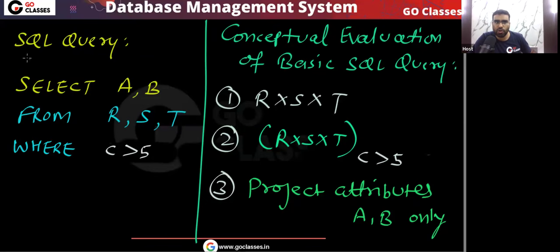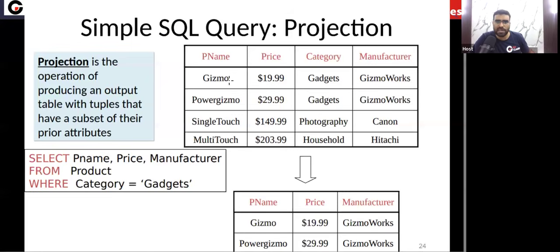I told you that for an SQL query, the input is a bag of tuples, and the output is a bag of tuples. So this is the conceptual evaluation of a basic SQL query. First you will do the cross product of these tables, then you will apply the tuple selection condition, and then you will project the attributes a comma b. Let's see an example. Consider this table. The name of this table is product. So this is your product table.